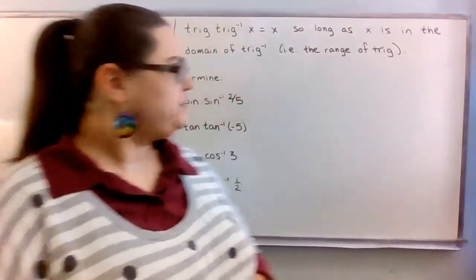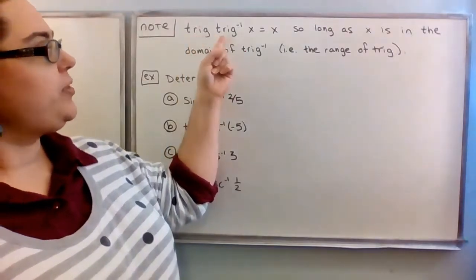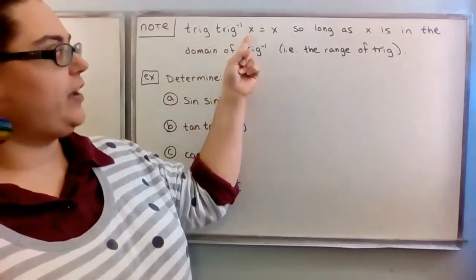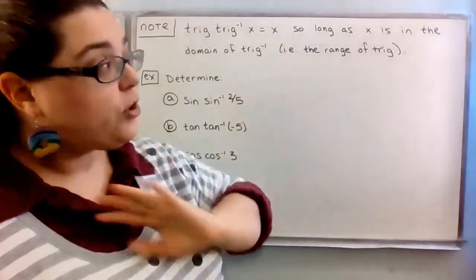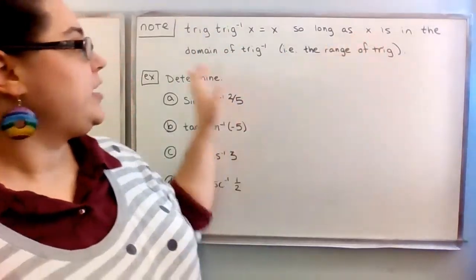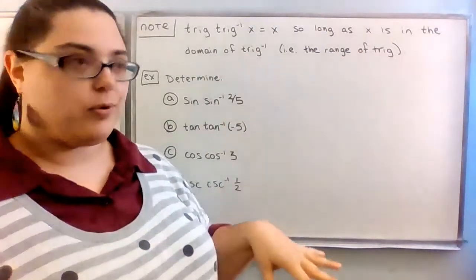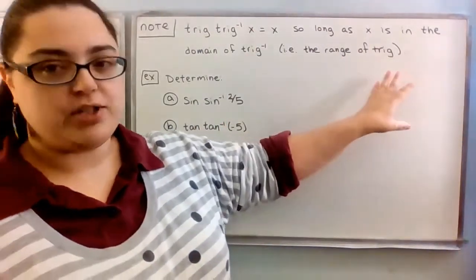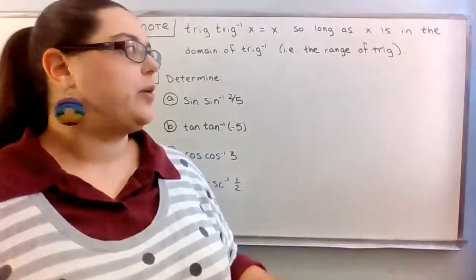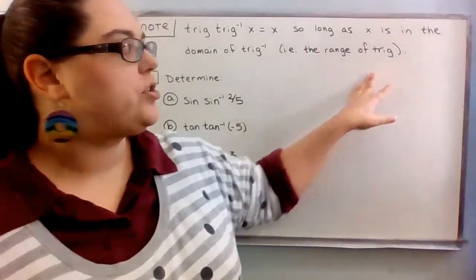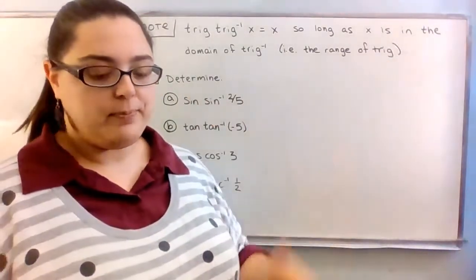So here's a note. If you have a trig function and you compose it with the inverse trig function of a value, they're going to undo each other perfectly so long as x is in the domain of the inverse trig function. In other words, if it's in the range of the original trig. The way I like to think about this one is the range of the trig function, because that's a little bit easier for me to remember.